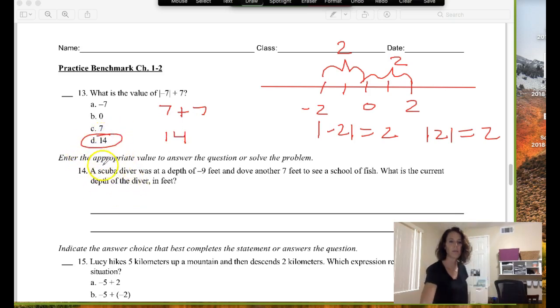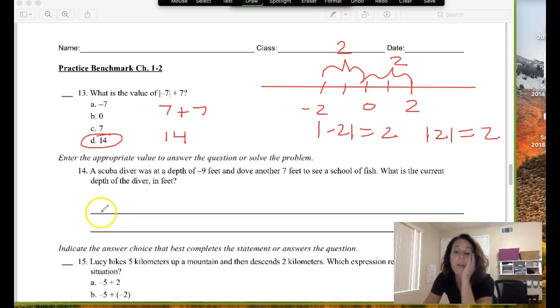All right, let's look at number 14. A scuba diver was at... scuba divers again. Oh, what's up with the scuba divers? Now I want to go to Hawaii. A scuba diver was at a depth of -9 feet and dove another 7 feet to see a school of fish. What's the current depth of the diver in feet?